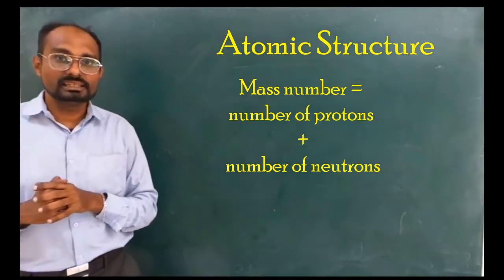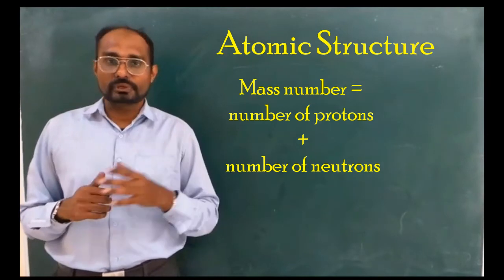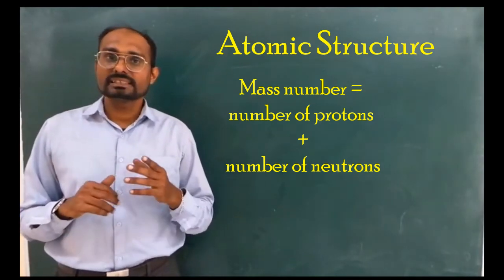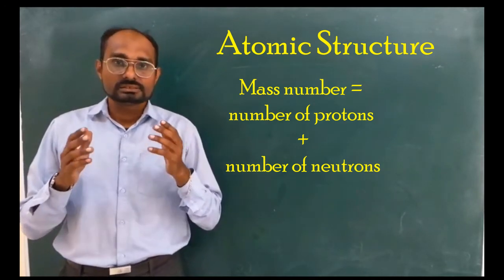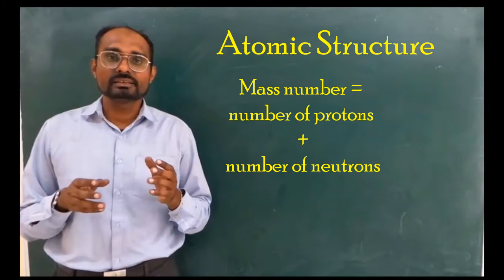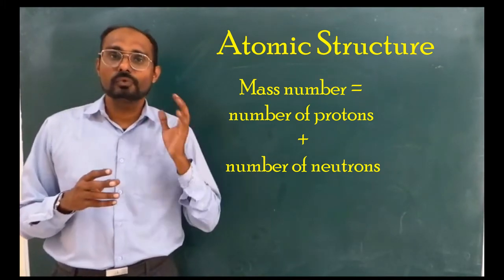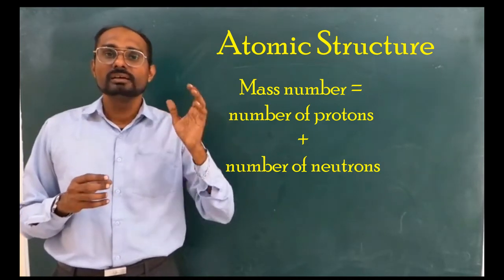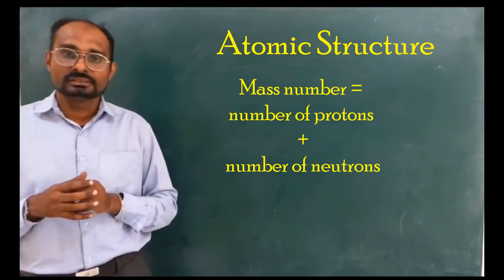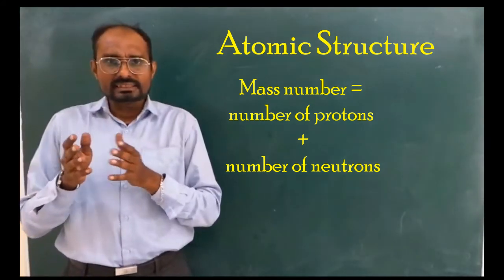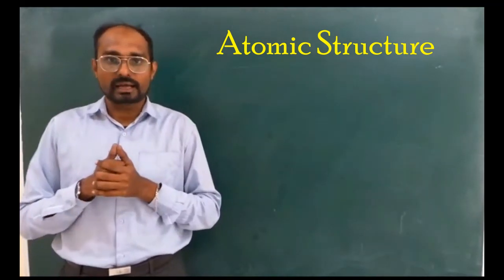If I consider helium, helium's atomic number is 2. That means it has 2 protons. Now its mass is 4. Why is it 4? Because this helium atom has 2 protons and 2 neutrons in the nucleus. So there are 4 particles contributing to the mass of the helium atom. So the mass number is 4. This is how mass number is different from atomic weight, atomic mass.